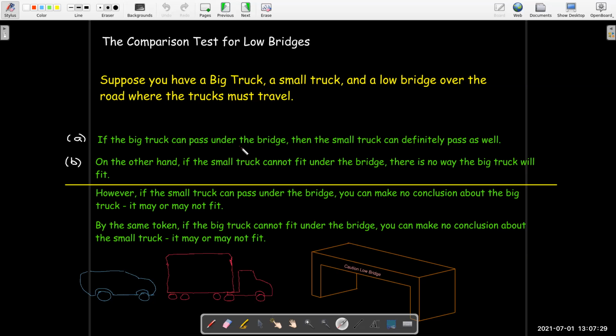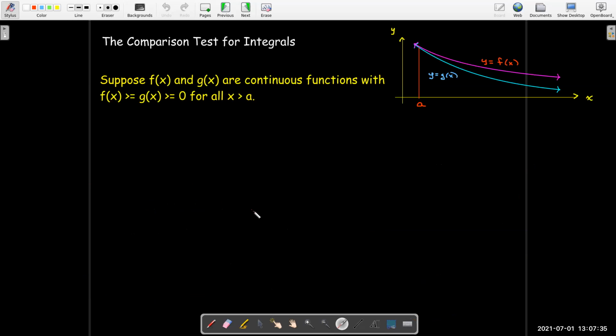So let's take this as an analogy for our comparison test for integrals. Instead of a big truck and a little truck, I'm going to have two functions which are positive, so their graphs are above the x-axis, after some value a. So starting from a going to the right, their graphs have to be above the x-axis. It doesn't really matter what happens to the left of a, and it doesn't really matter what the value of a is, it just has to be some positive number. But then we have the big function f of x, the small function g of x.